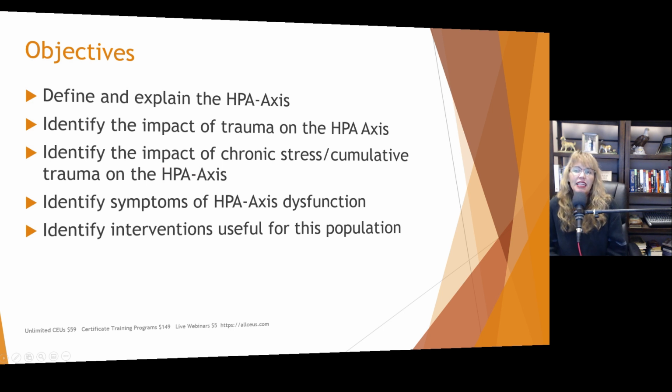We're going to define and explain the HPA-axis because it is really fundamental in how our body balances and maintains the balance of hormones and neurotransmitters. And we know when those hormones and neurotransmitters get out of whack, people start having not only emotional symptoms, but also behavioral and physiological symptoms that go along with a variety of different mental health issues.